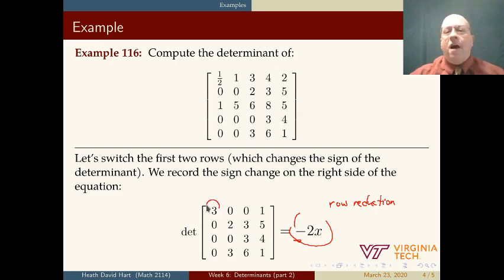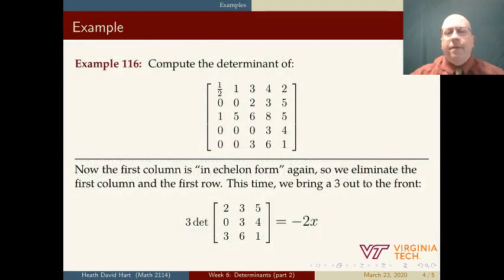But the first column here is once again in echelon form. And so we will eliminate the first column and the first row, but we will salvage the 3 where they intersect, and that number comes out to the front. And so now we have 3 times the determinant of an even smaller matrix equals negative 2x.